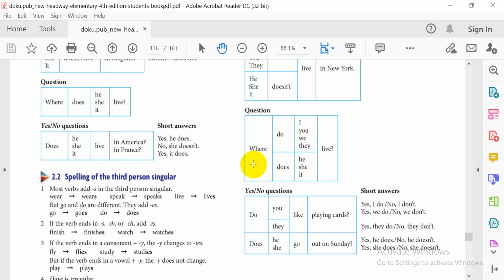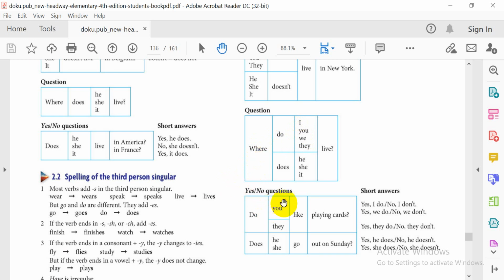Where do I live? Where do they live? Where do you live? But where does he live? Where does she live? Where does it live? Also, does comes with he, she, it, and do comes with I, you, we, they, when we make a question.